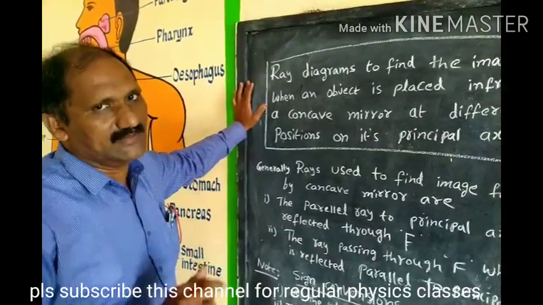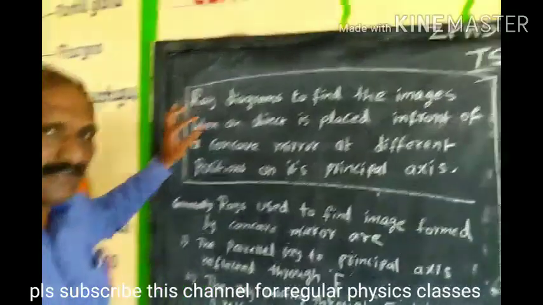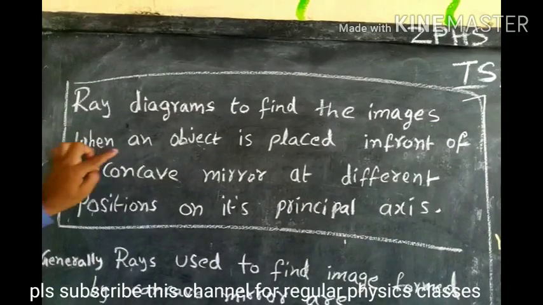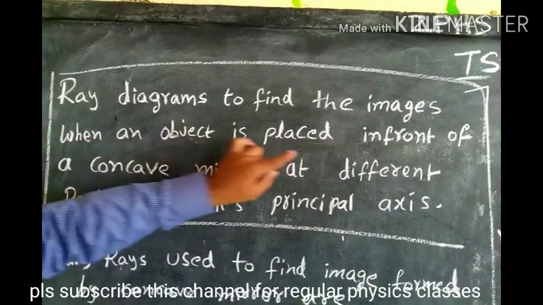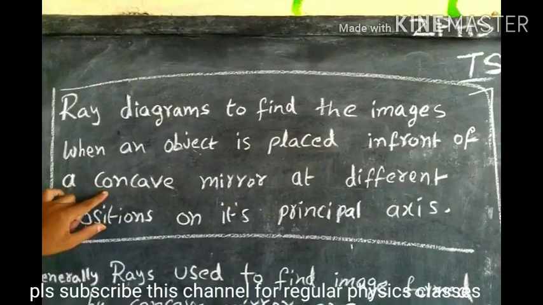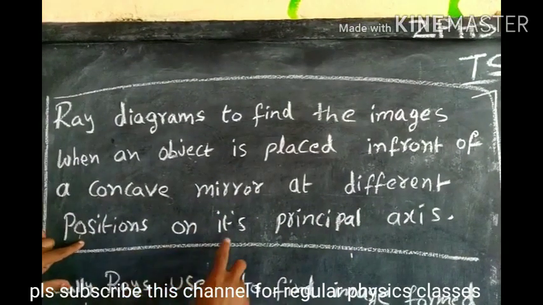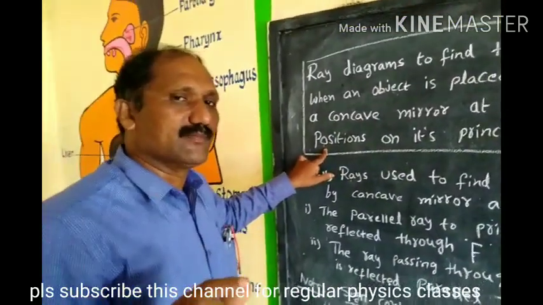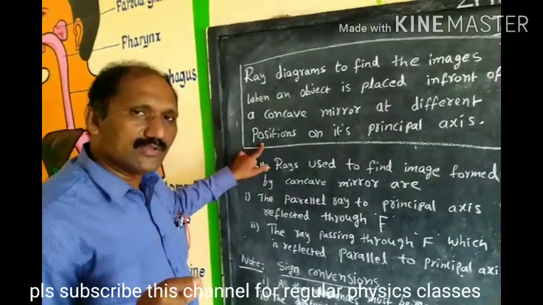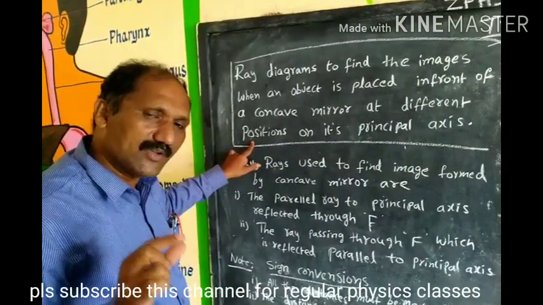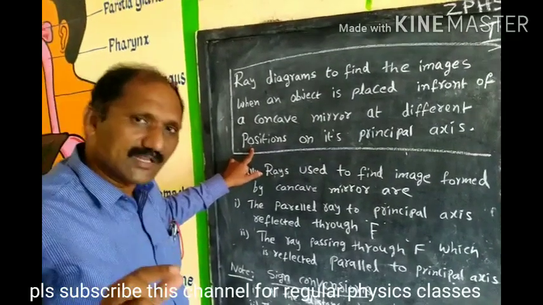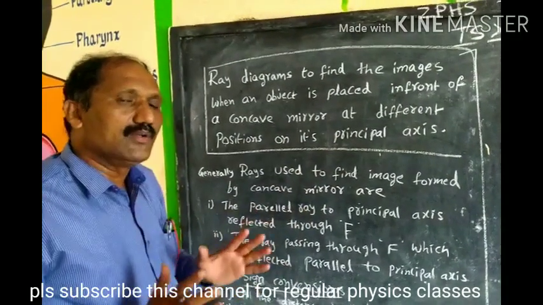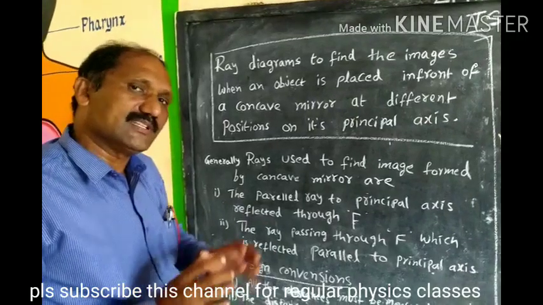and the concave mirror. Okay, now today's topic is ray diagrams to find the images when an object is placed in front of a concave mirror at different positions on its principal axis. We have to remember that the object is placed in front of the concave mirror on its principal axis at different positions. Now we are going to get the images for different positions.